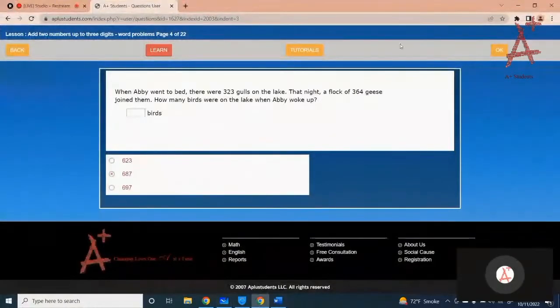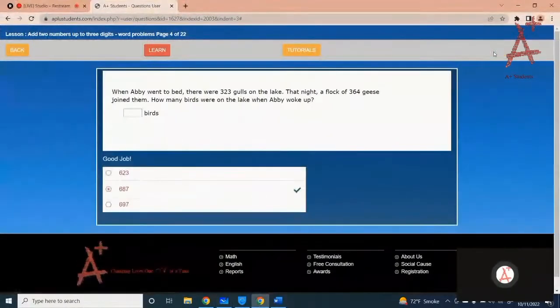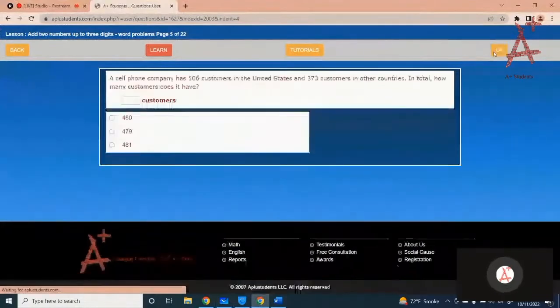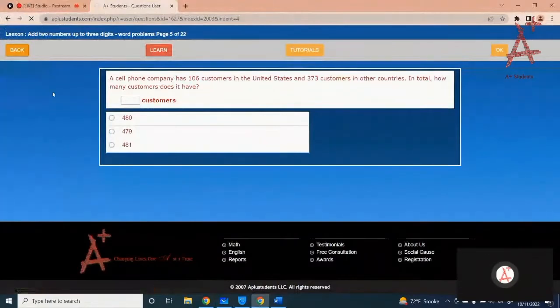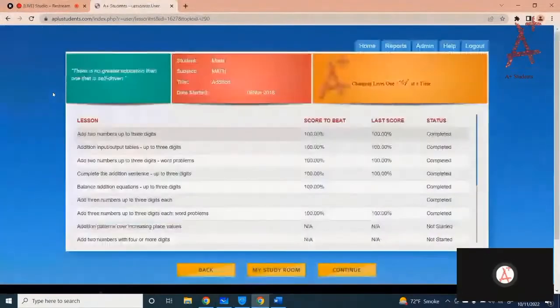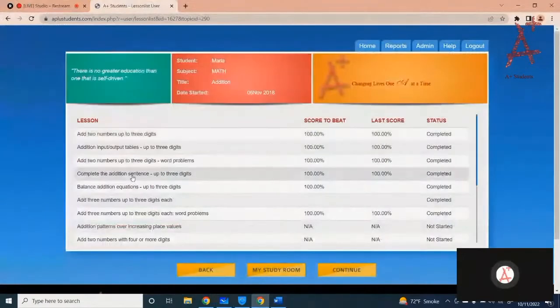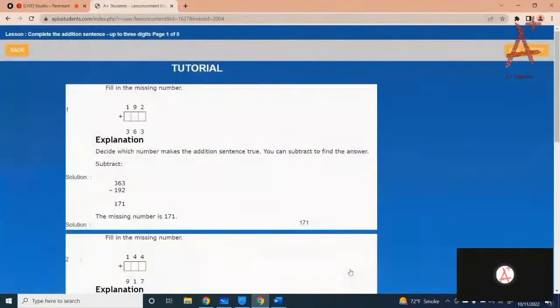So you can complete the test by yourself later today. I'm just moving on to the next topic. The next topic is complete the addition sentences up to 3 digits. Just click on the back button and move on to the next topic. If you need more help with the topic, you can contact any tutor on Skype. They are available from Monday to Friday. Got it?